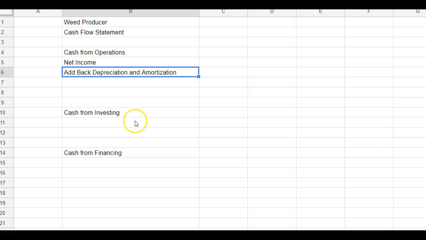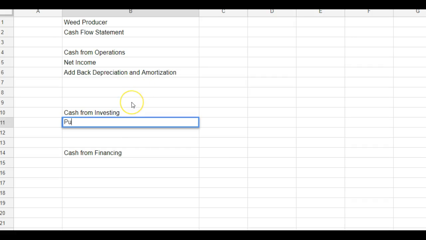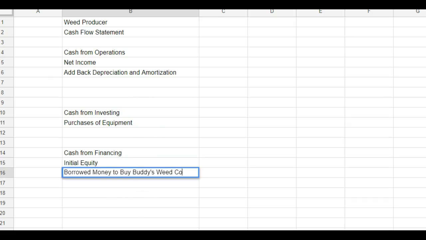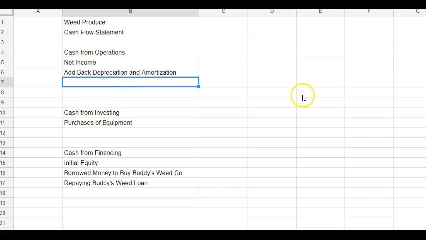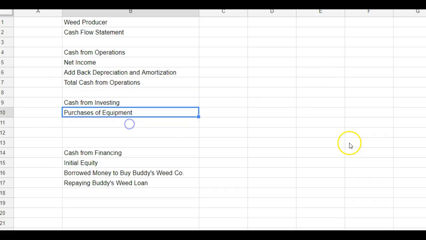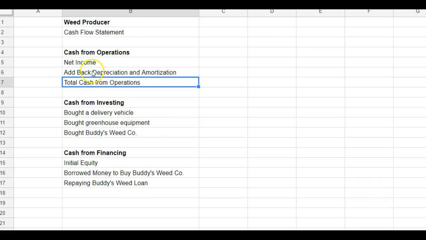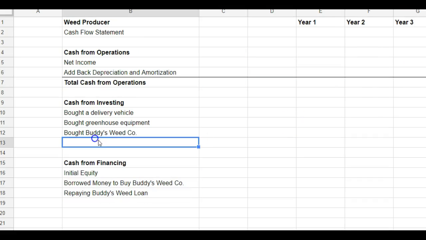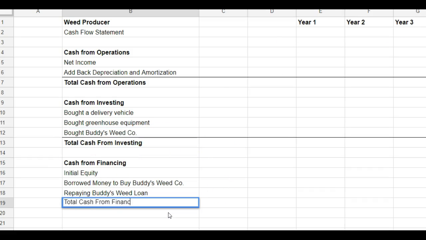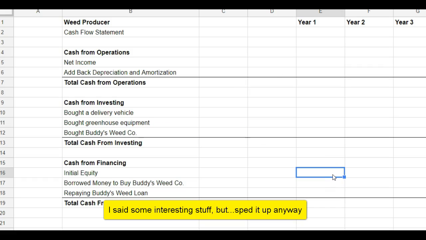Okay, cash from investing. You've got your purchases of equipment. And we'll just do some, tie it up to our income statement.